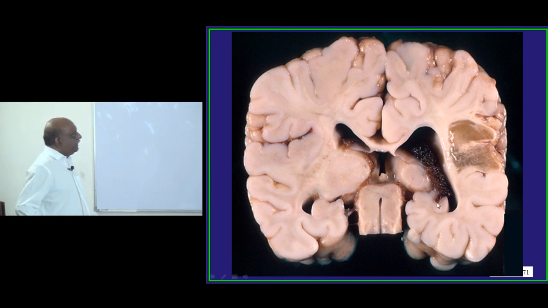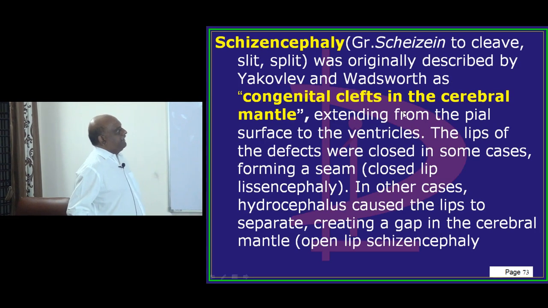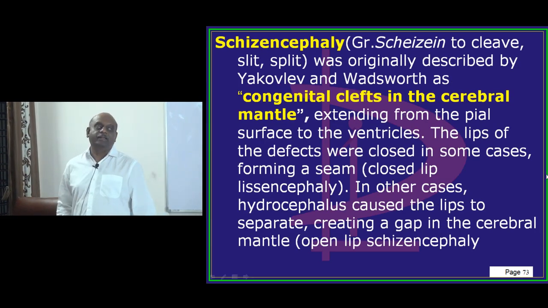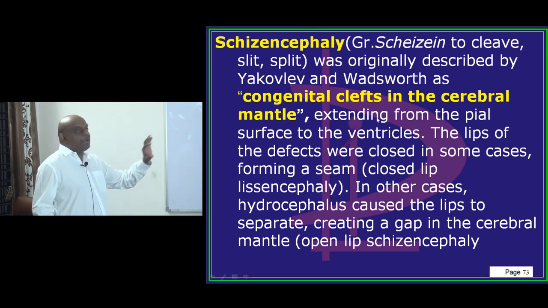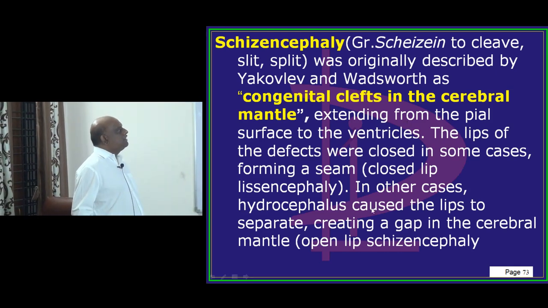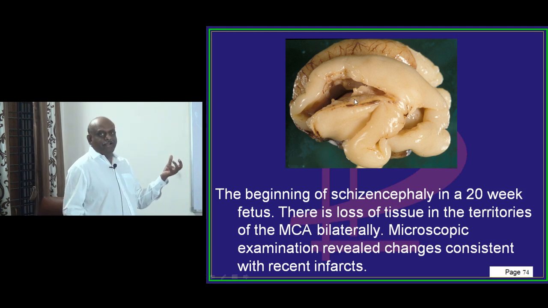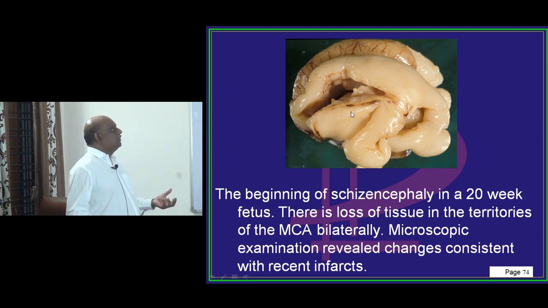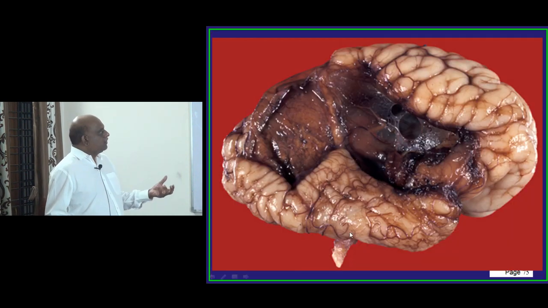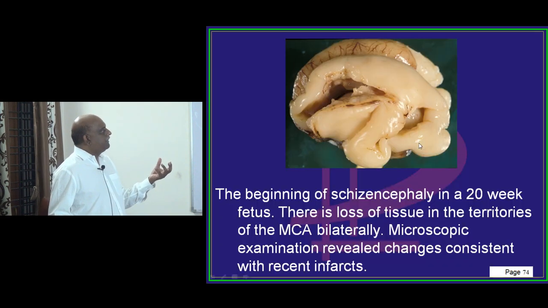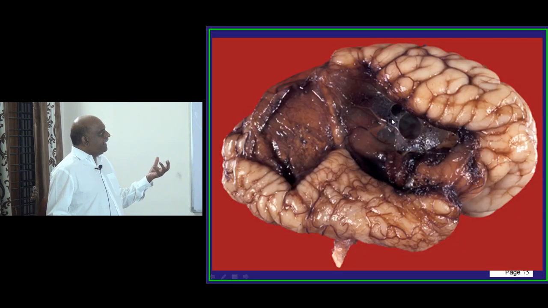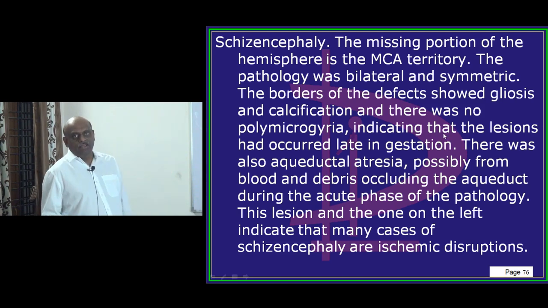So doc, this is the story of porencephaly. Then what is schizencephaly? Congenital cleft in the cerebral mantle is called schizencephaly. So, in a 20-week-old fetus, there's a loss of the tissue in the territory of the middle cerebral artery supply areas, which is called schizencephaly. So, in the brain, typically you can see the cleft in the cerebral mantle in case of schizencephaly, is what I want to underscore to all of you.